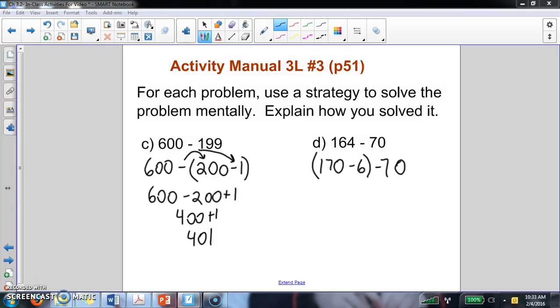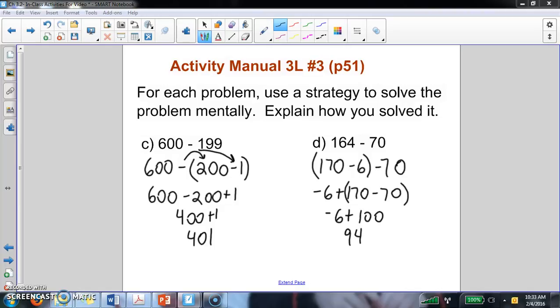Now, if you think back to some of your earlier algebra, you can also think about this as if it's a negative number that we're dealing with. So I could flip these around. This is the same thing as saying negative 6 plus 170 minus 70. And then I could use the associative property to say that I'm looking at negative 6 plus 100, which would get me to 94.